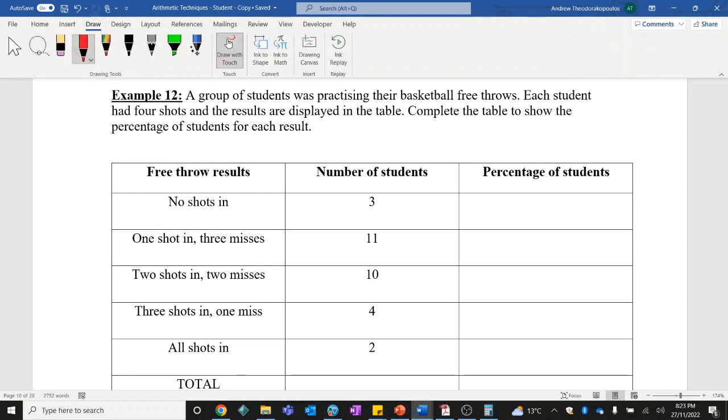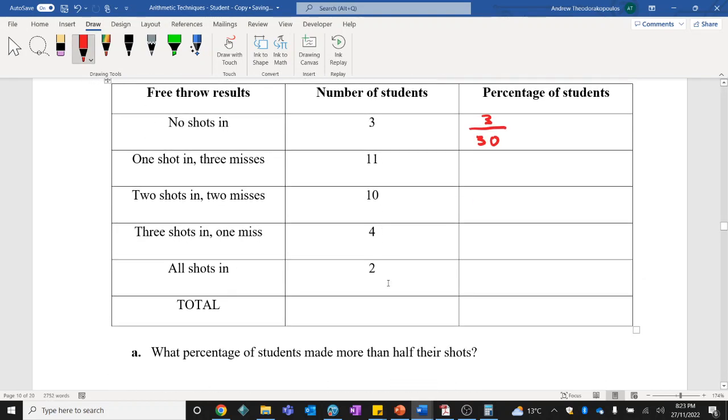Well, there is 3 students who got none in out of a total number of 30 students. Well, how do I know there's 30 students? What we need to do is we need to add up all these numbers. Let's see. 3 plus 11 is 14, 24, 28, 30. So the first thing we probably should have done was to write the total being 30. So 3 out of 30 students got nothing in, and to turn that into a percentage, we multiply it by 100, which gives me an answer of 10%.